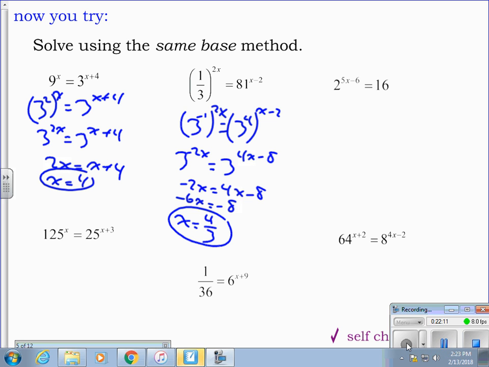Right? Right. Next one, 16. That's 2 to the 4th. 2 to the 5x minus 6 equals 2 to the 4th. 5x minus 6 equals 4. Add 6. 5x equals 10. x equals 2. That was easy. Oh, man. That was easy.